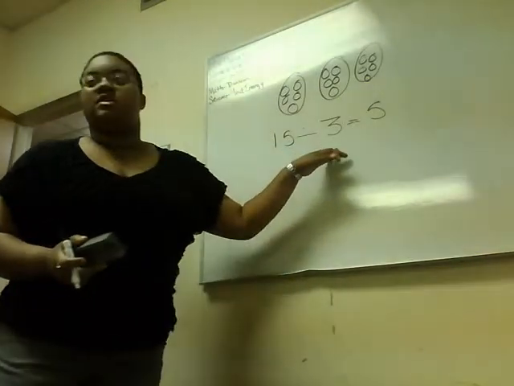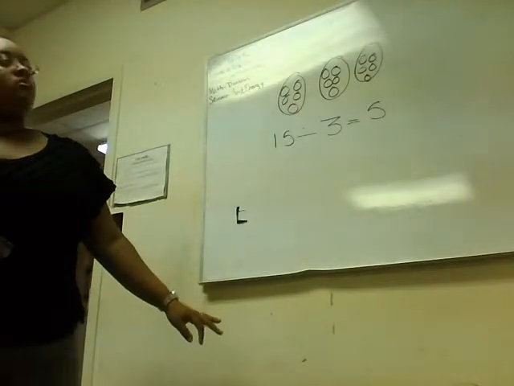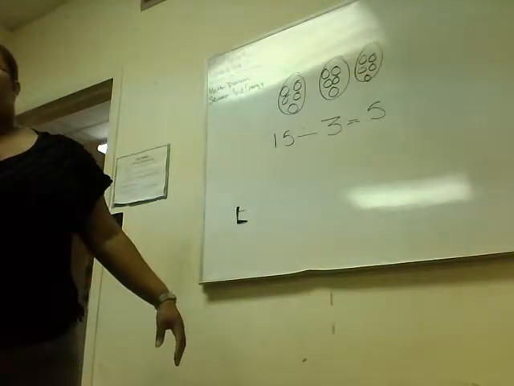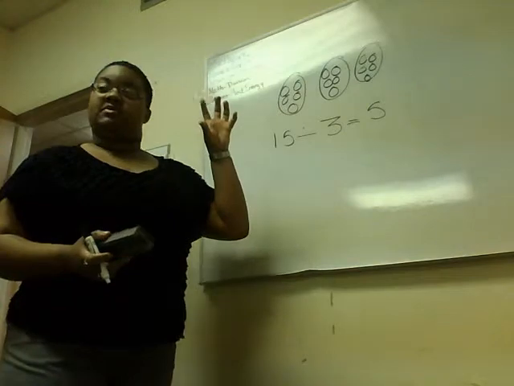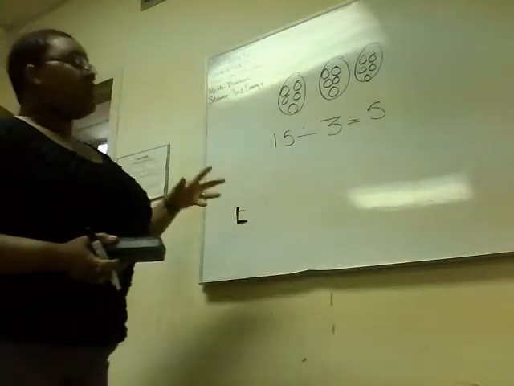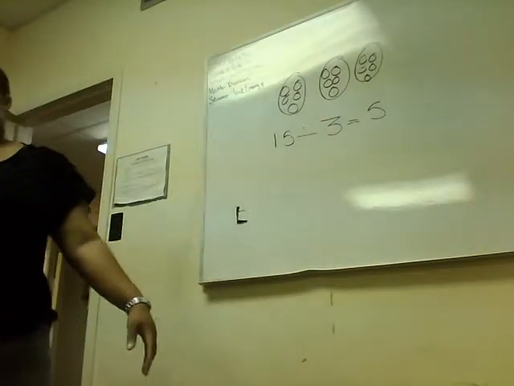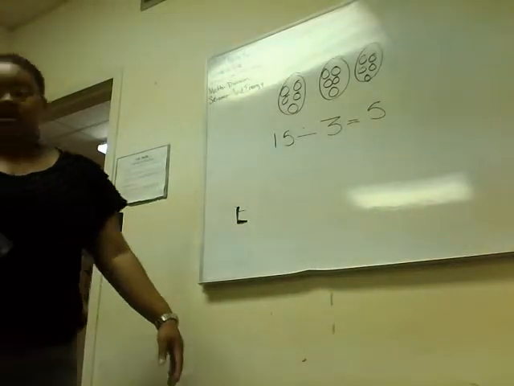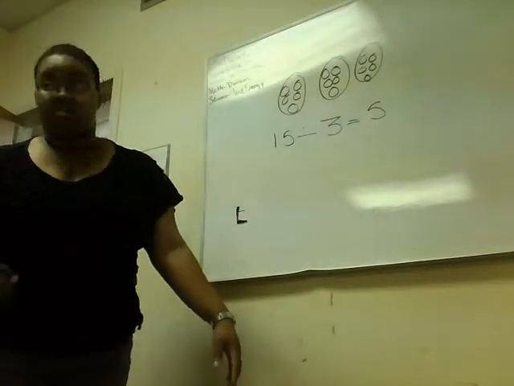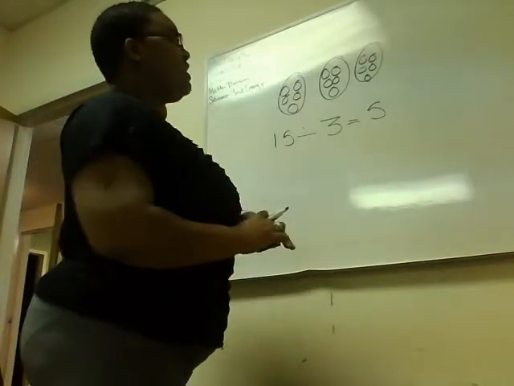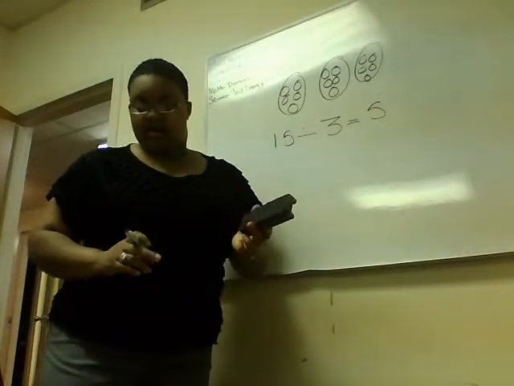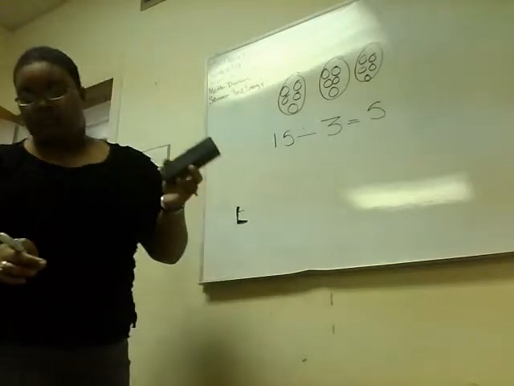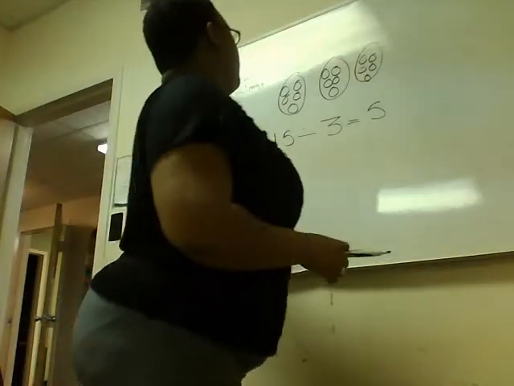And 3 represents what? The circles. Which circles? The large groups of circles. And 5 represents? The number of marbles in the circle. In what circle? Each circle. You have to be specific with that. All right? Everybody get this? Yes, ma'am. Okay, so let's do another one.